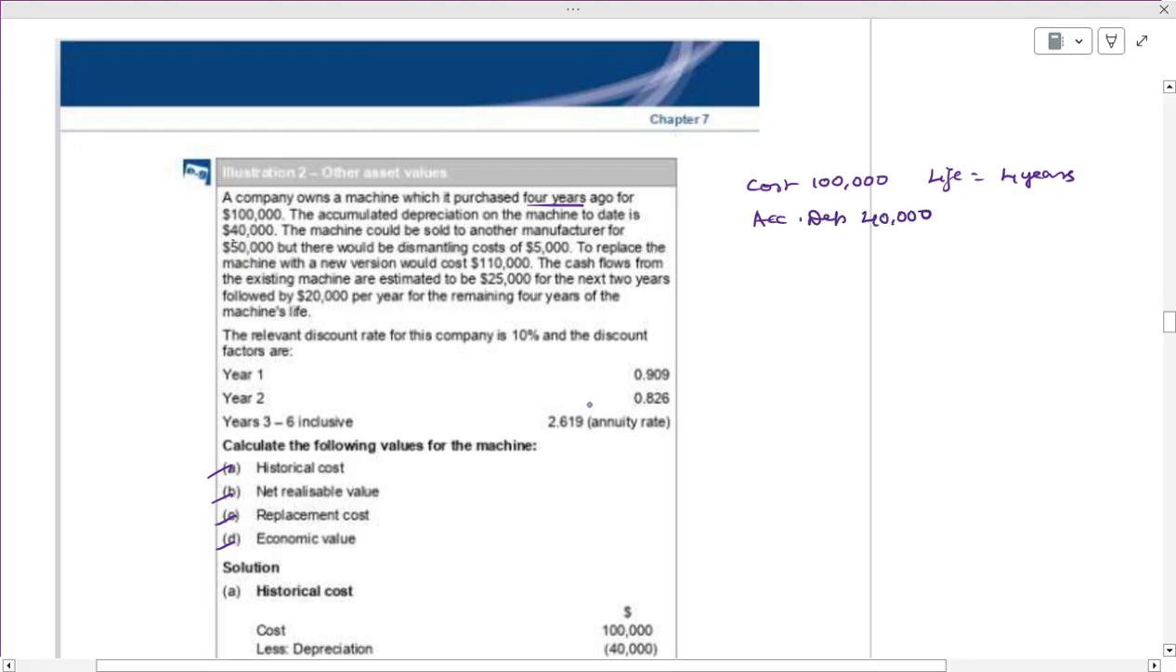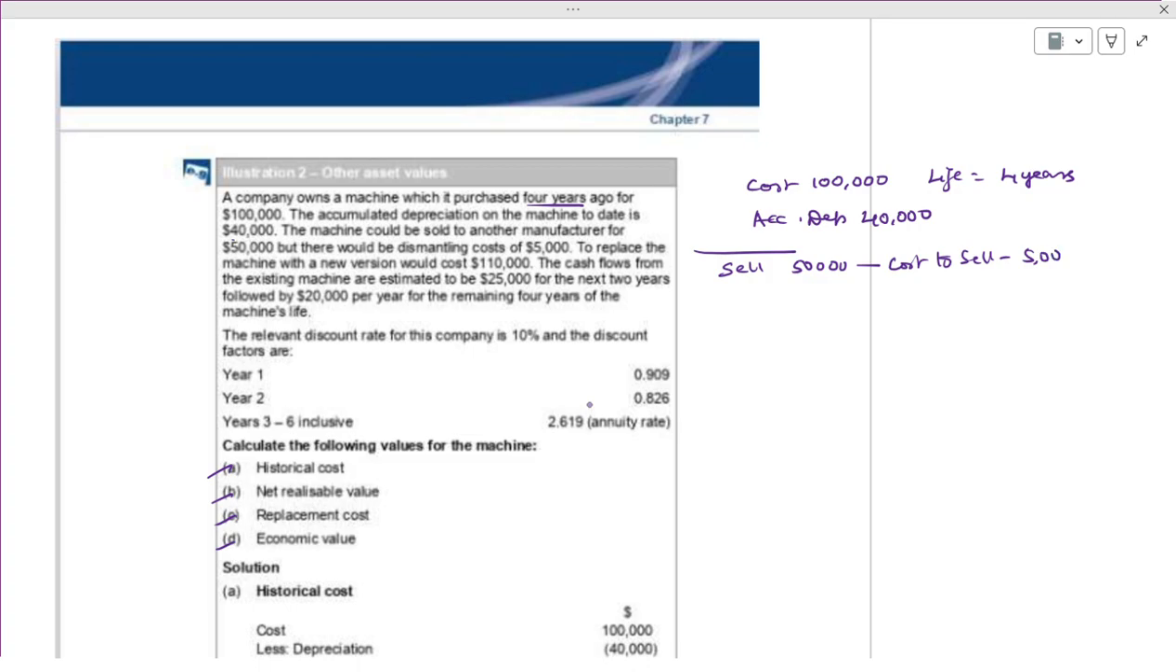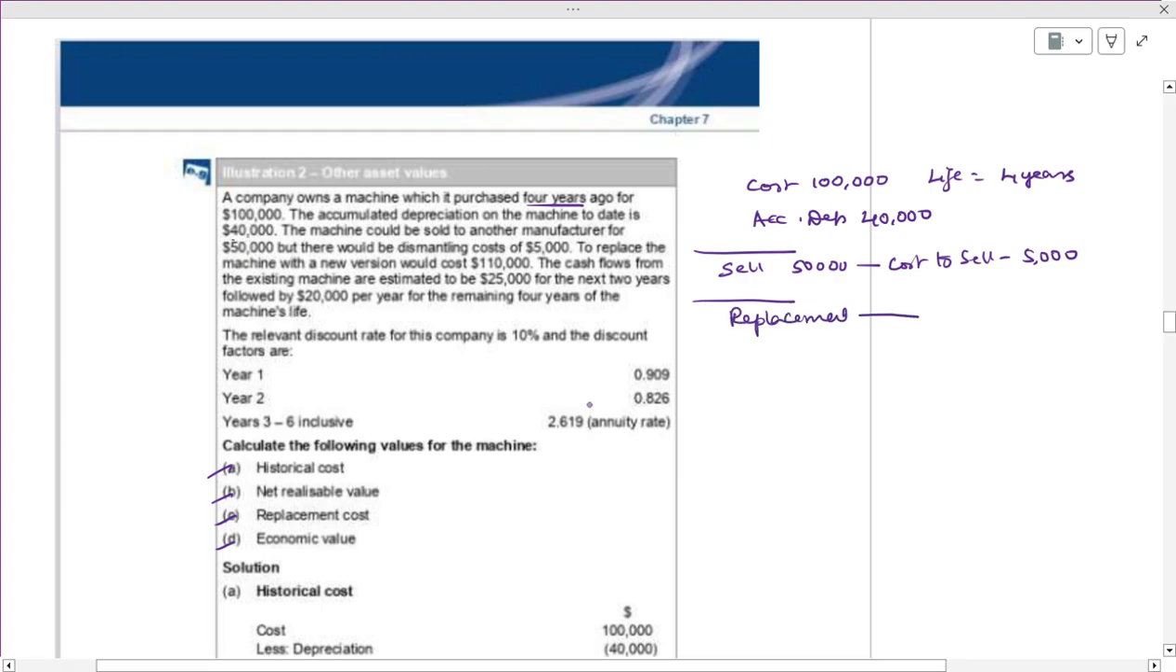40,000. The machine could be sold to another manufacturer. If you are going to sell, it will be 50,000. They have said cost to sell is 5,000. To replace with the new version, if you are talking about the replacement, how much will it cost? It will cost 110,000.